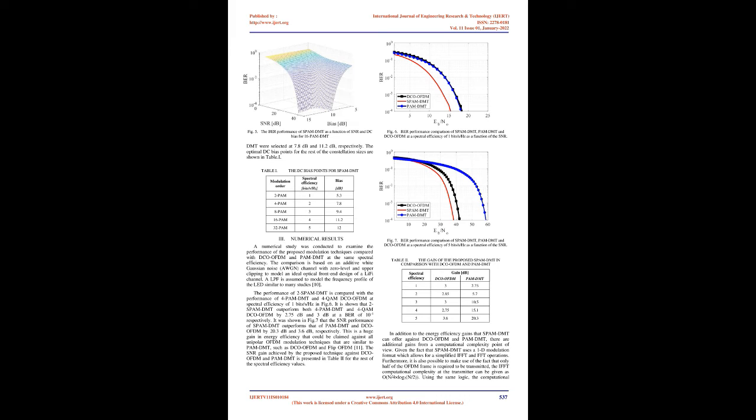Fig. 6. BER performance comparison of PAM-DMT, PAM-DMT, and bias for 16 PAM-DMT DCO-OFDM at a spectral efficiency of 1 bit/s/Hz as a function of the SNR. DMT were selected at 7.8 dB and 11.2 dB, respectively. The optimal DC bias points for the rest of the constellation sizes are shown in Table I. Table I. The DC bias points for PAM-DMT.